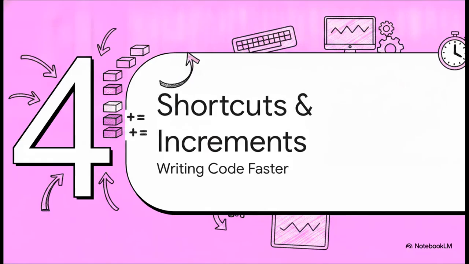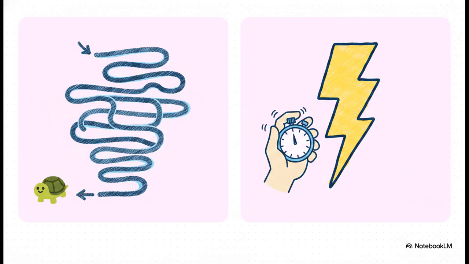Moving on to Section 4, Shortcuts and Increments, or How to Write Code Faster. C actually offers a really elegant set of shorthand assignment operators. Instead of writing out a long-winded variable equals variable plus an expression, you can condense the whole thing right at the variable level. By using a compound operator like plus equals, you just write v plus equals exp. It does the exact same thing as v equals v plus exp, but it is so much faster to type and honestly a lot easier to read. And you can do the exact same trick with minus equals, multiply equals, you name it.